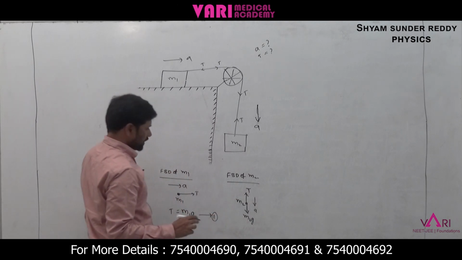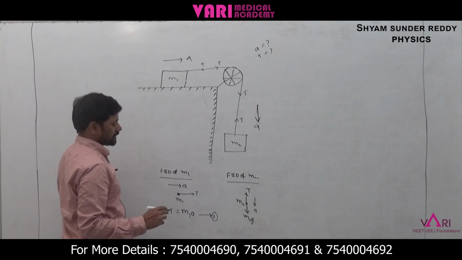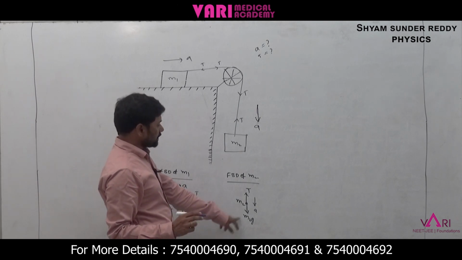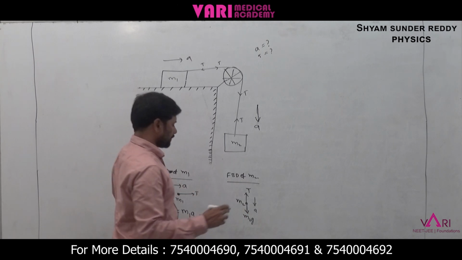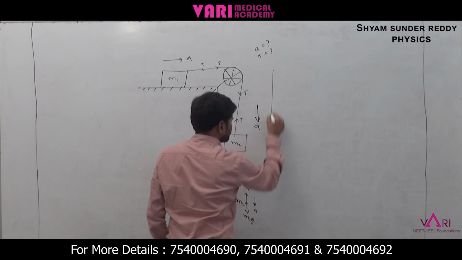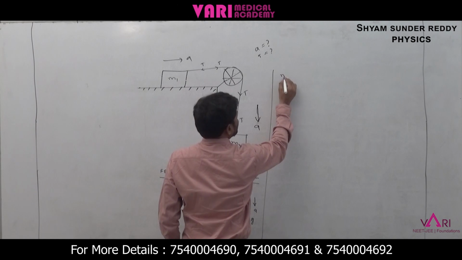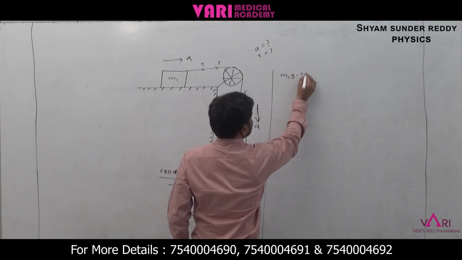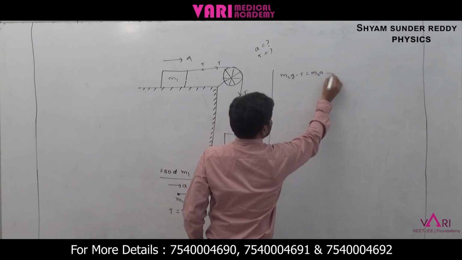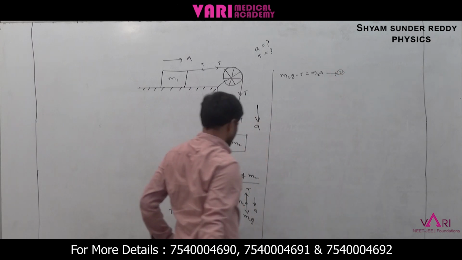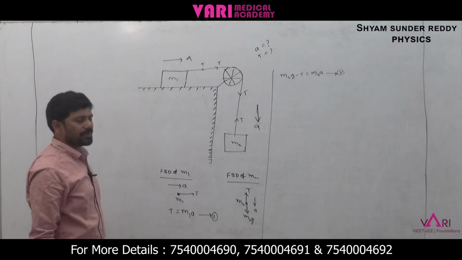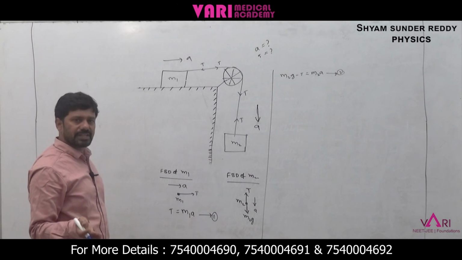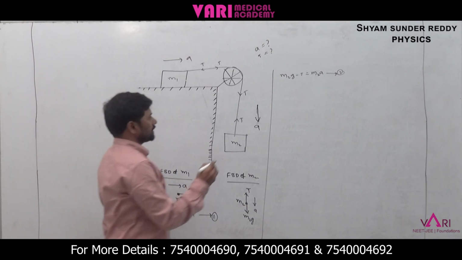So what can we write as the equation here? M2G minus T is equal to M2A. This is the second equation. From equations 1 and 2, we will get the acceleration easily.